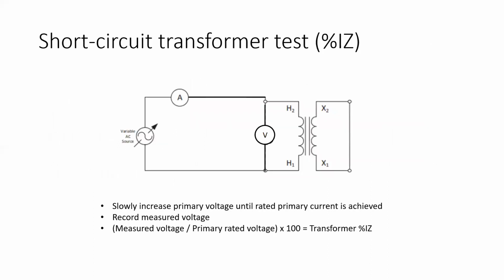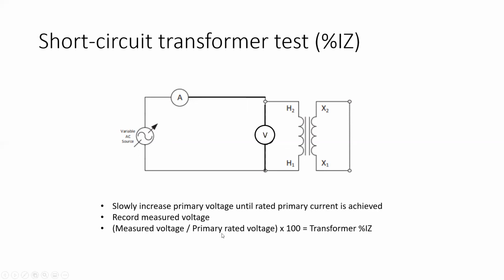So the way that we would actually do the test is the same as the previous. We have a variable AC source, we have an ammeter and a voltmeter. And this time, instead of taking the two values of amps and volts and multiplying them together, what we're going to do is slowly increase that AC source until rated current is read in the ammeter. And then we're going to take the voltmeter and record that measured voltage.